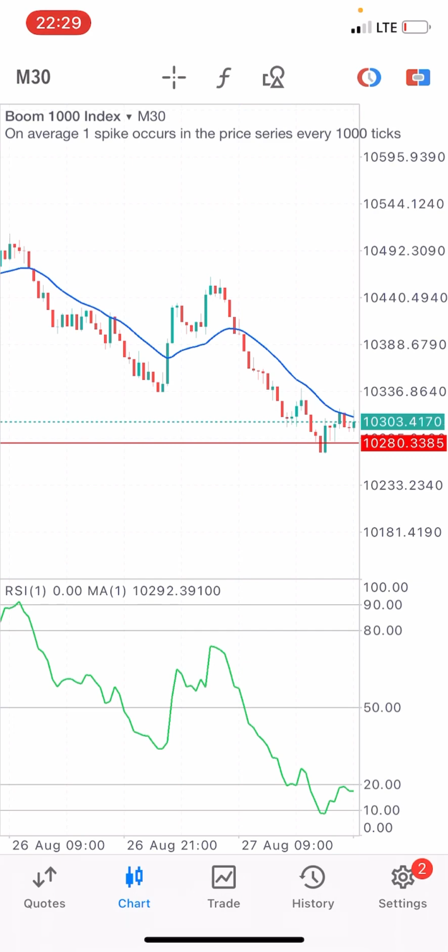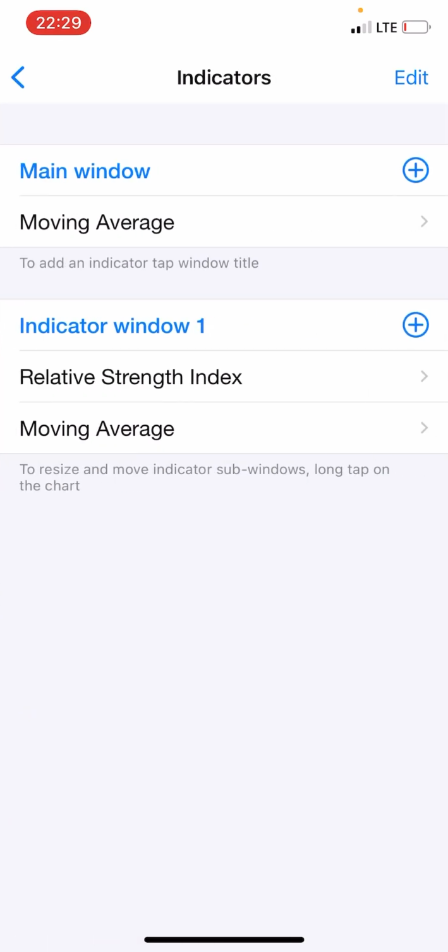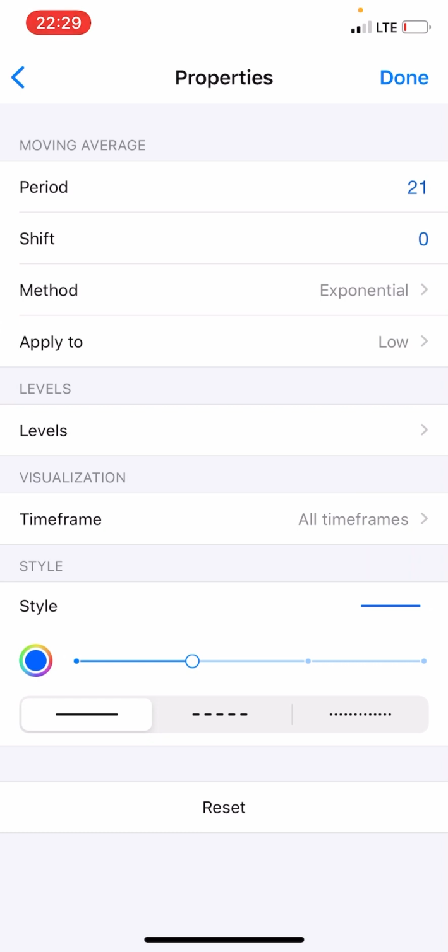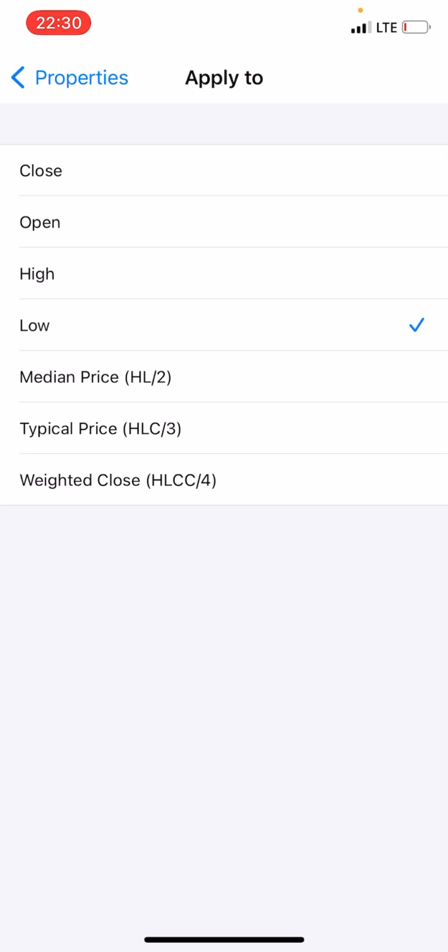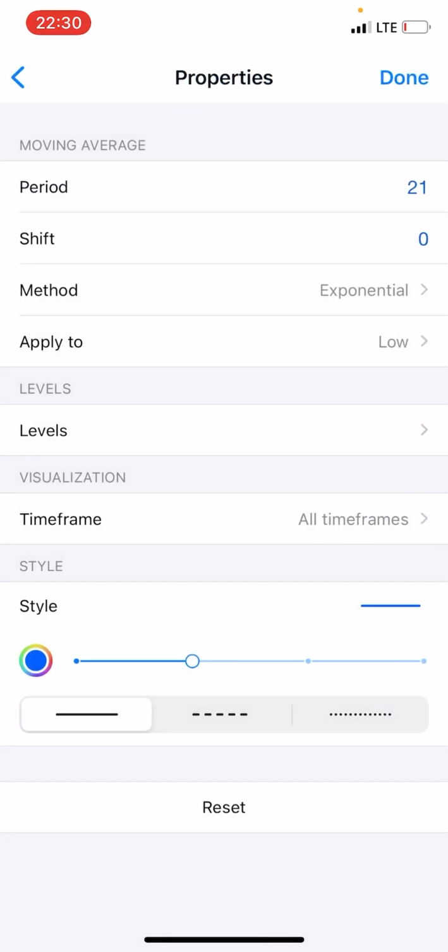Well, on the indicators here, we have the moving average. Of course, if you watched the other video where I showed how to use this on the Crash, you can just keep the settings. But if you did not, this is the setting. The period is 21, the shift is 0, method exponential. This is the moving average on the main chart. You apply to low. Sorry, I'm used to close. So you use low, not close. There are no levels, all time frames, use any color.